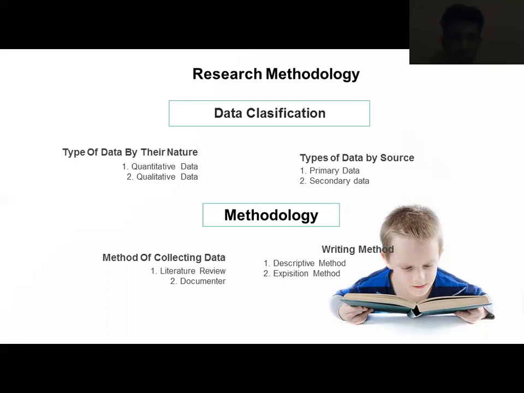Secondary data that will be used are financial statements in the form of balance sheet, calculation of operating result, general description of company, organizational structure, and scientific information data. The method of collecting data: the first is literature review, the second is document search. The writing method: one is descriptive method, and second is exposition method.